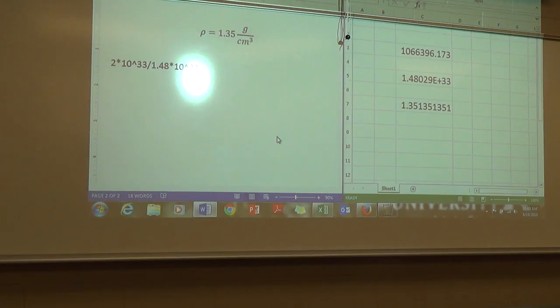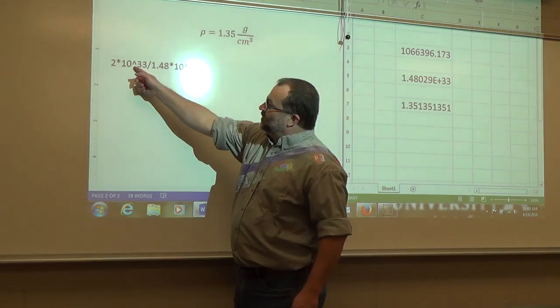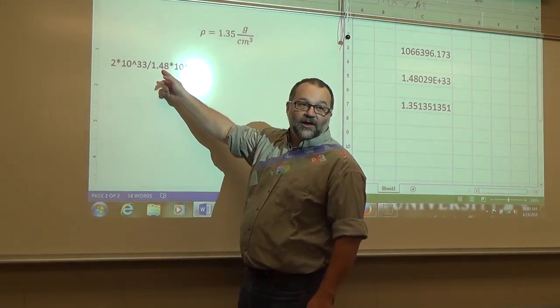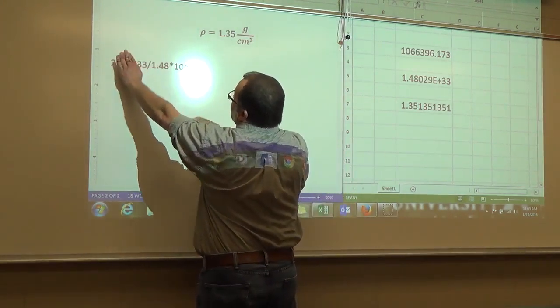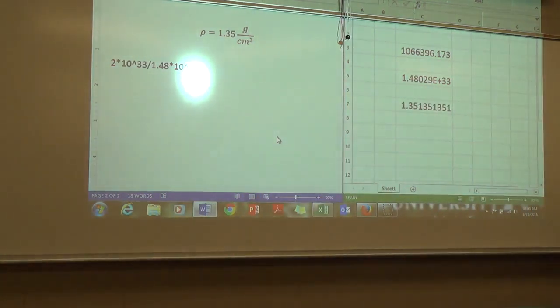When you do this, you're multiplying by 10 to the 33, dividing by 1.48, and then multiplying all of that by 10 to the 33, right? So one way to help yourself when you have expressions like this is to put parentheses around it, like that, and then it's taken care of. That's how you set it up.